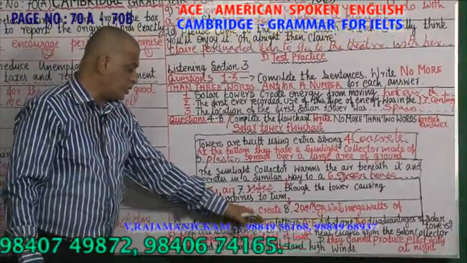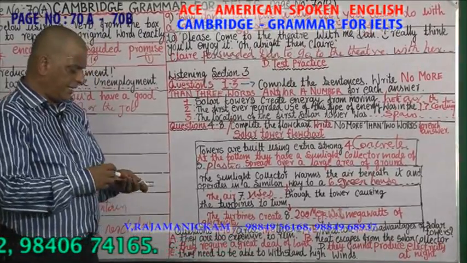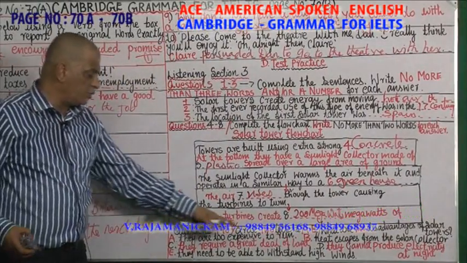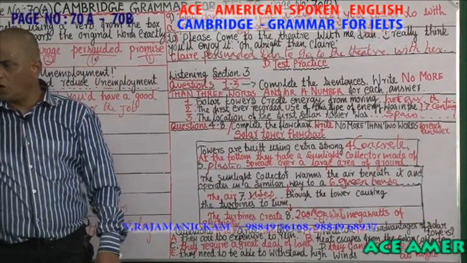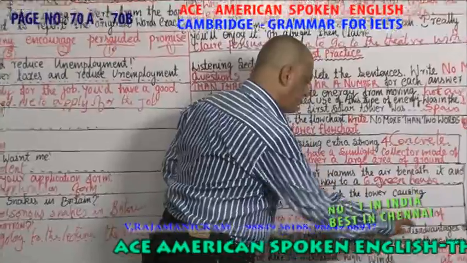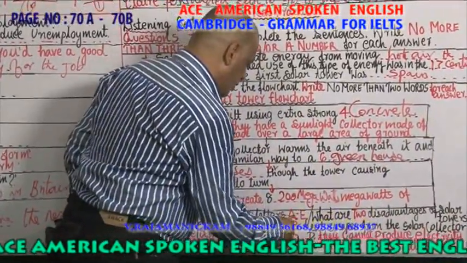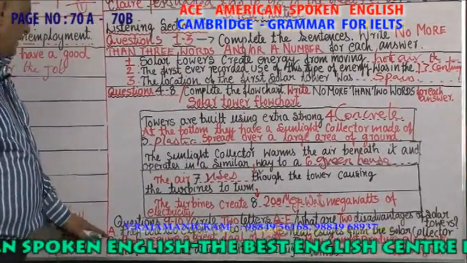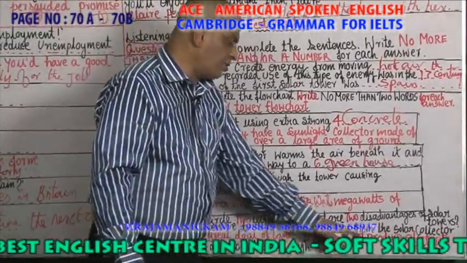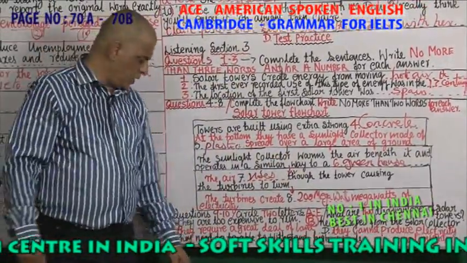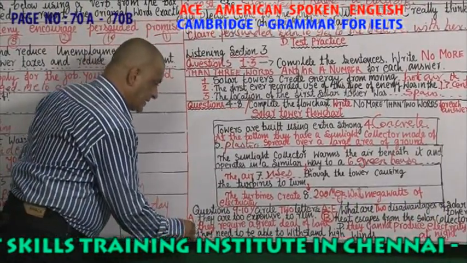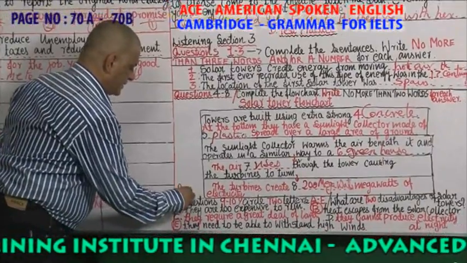Questions 9 to 10. Circle 2 letters, A to E. What are the 2 disadvantages of solar towers? They are too expensive to run? No, because it is only a one time investment. For air, no investment at all. So B, heat escapes from the solar collector. Yes. Okay, number B. They require a great deal of land. No. D, they cannot produce electricity at night. No. They need to be able to withstand high winds. That's a drawback, right? So the answer is B and E.